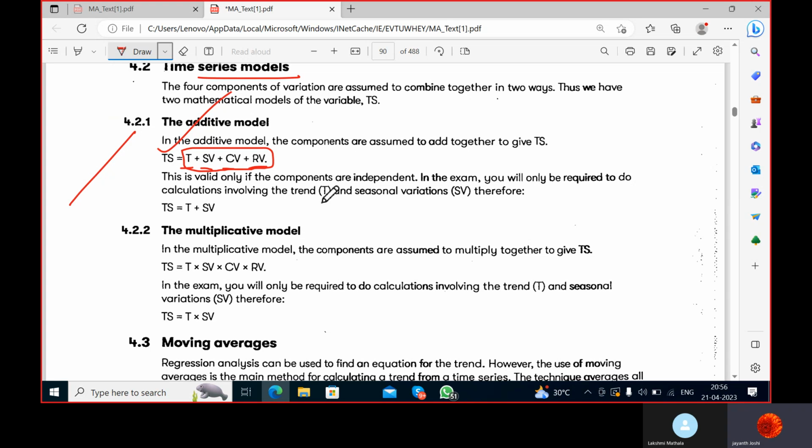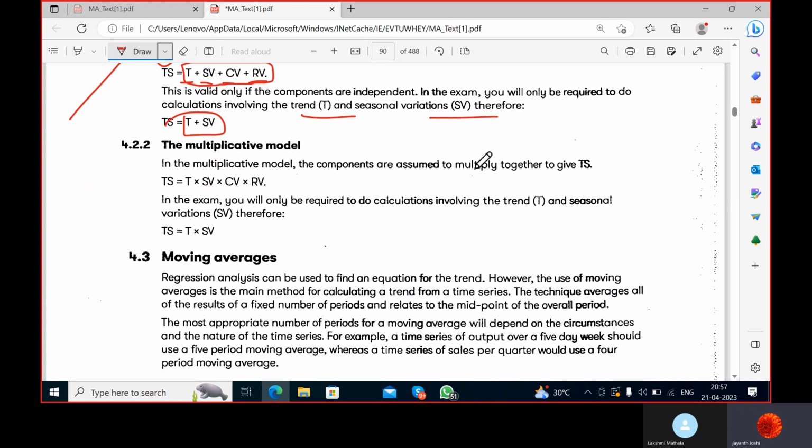In this particular syllabus, we are only going to study the trend and seasonal variations. We are going to take only these two. Then comes the multiplicative model, where all these things are multiplied, but for our syllabus we only consider this.